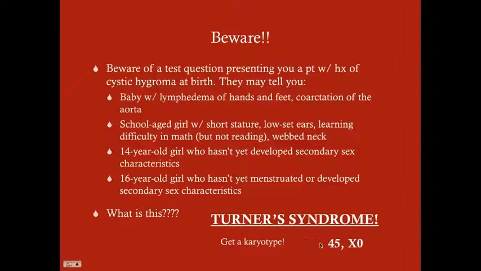Turner syndrome is an anomaly where the baby girl, who's visually, macroscopically, phenotypically a female, actually only has one X chromosome as opposed to two. So this is sort of like your female equivalent of Klinefelter syndrome.